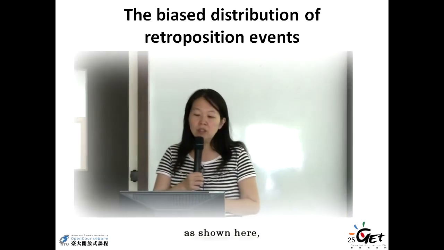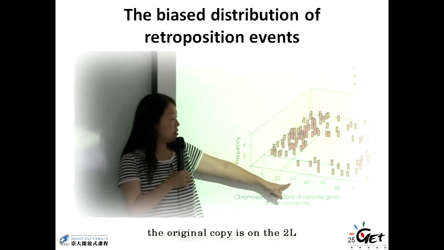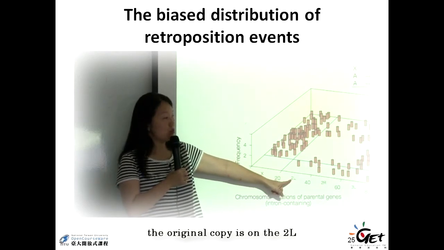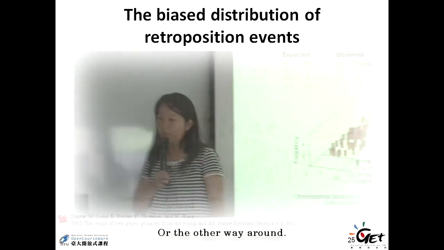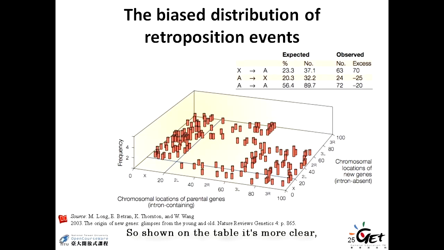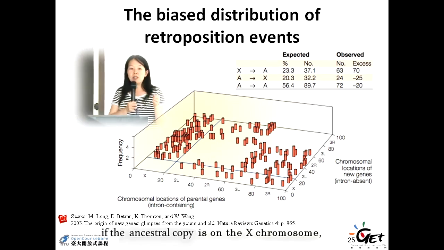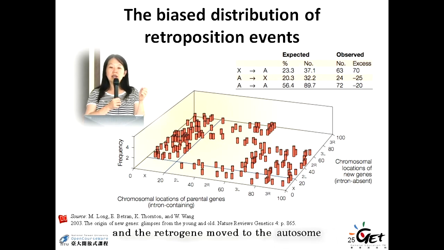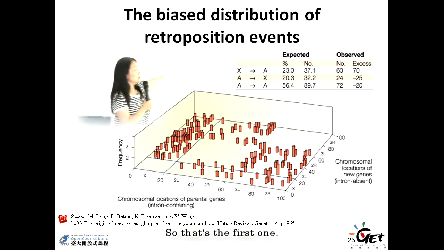For example, if a dot is shown here, it means the original copy is on 2L, and the new copy went to the X chromosome, or the other way around. The table is clearer, showing the expectation and the observation, what they observe in the genome. They look at whether the ancestral copy is on the X chromosome and the retrogene moved to the autosome, that's the X to A. So that's the first one.